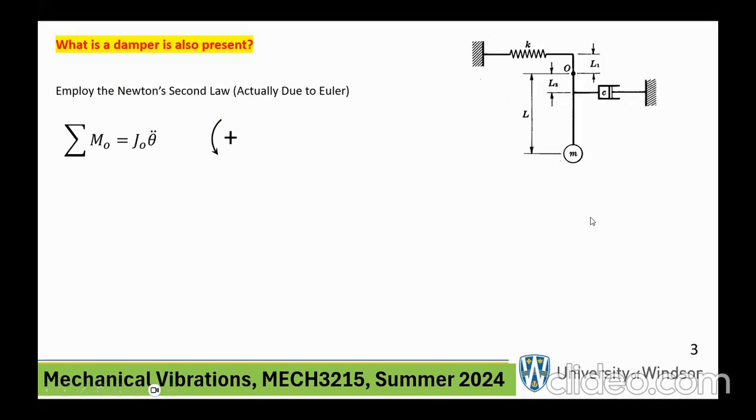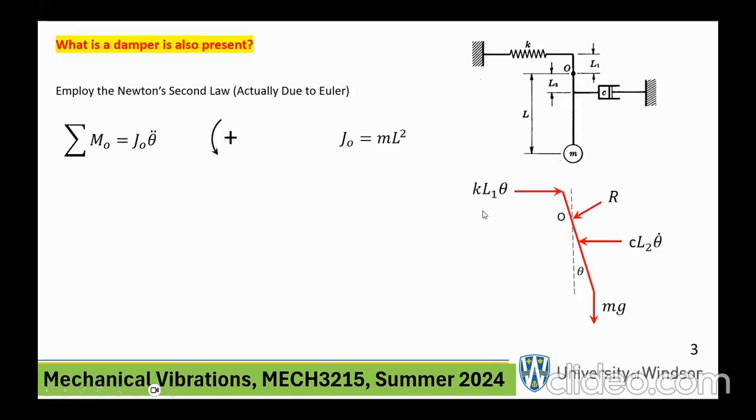For the coordinate, I'm using the same orientation for theta. And we're taking the sum of all the moments about the point O, which is the pivot point up here, equal to the polar mass moment of inertia about that point O times the angular acceleration. Now notice that this is a point mass, and therefore we are ignoring the mass of this rod, etc. And J about O is the mass times the distance from the point M to the point O squared. So this is from basic physics.